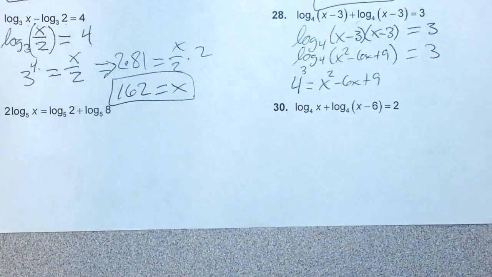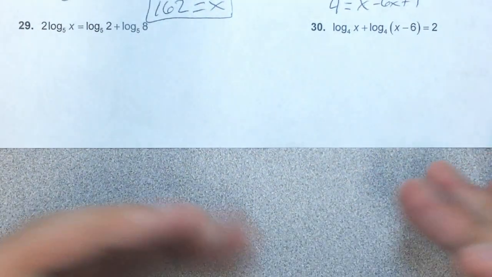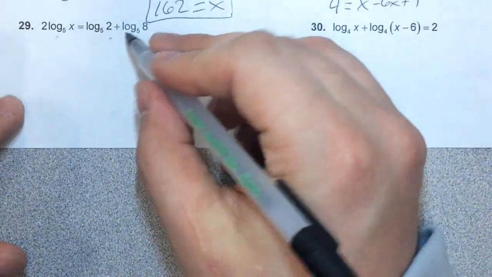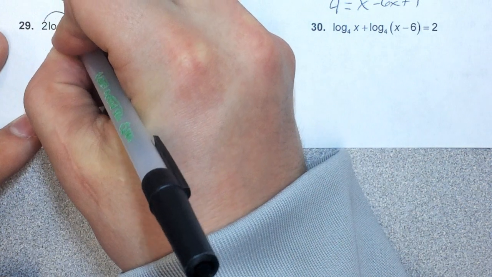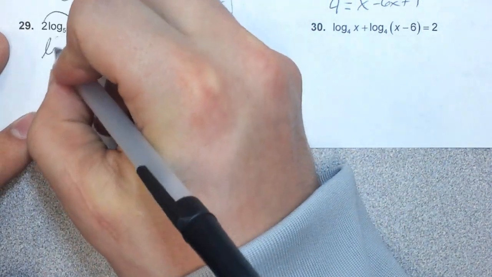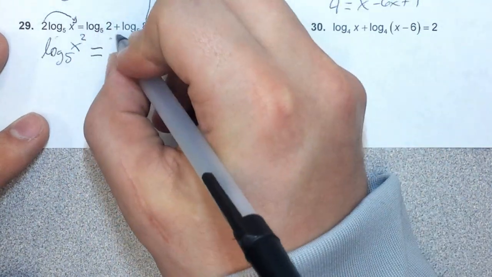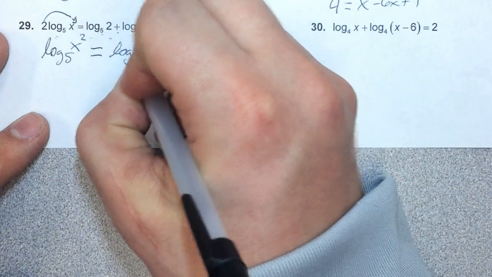Okay. Last two here. These two are a mix. One, I've got logs equal to logs. The other one I don't. So 29 is logs equal to logs. Got to do some simplifying here. Okay? Remember, coefficients turn into exponents. So that's going to be log base 5 of x squared equals. And then when we're adding two logs together, we get 1 when we condense them together.